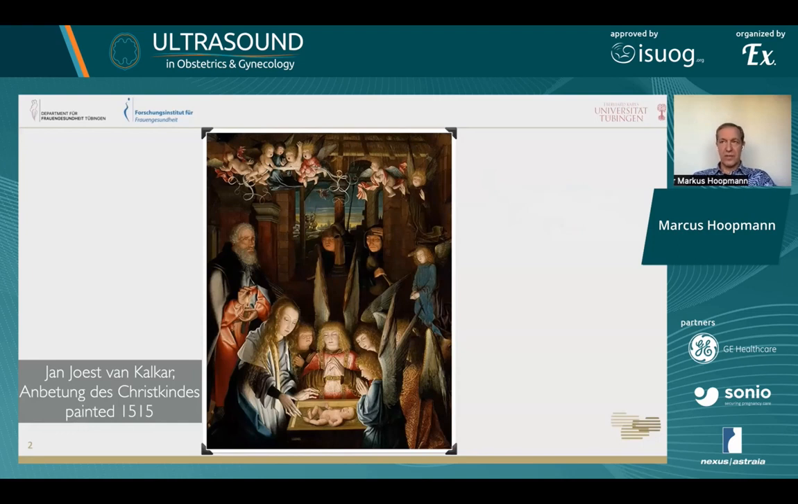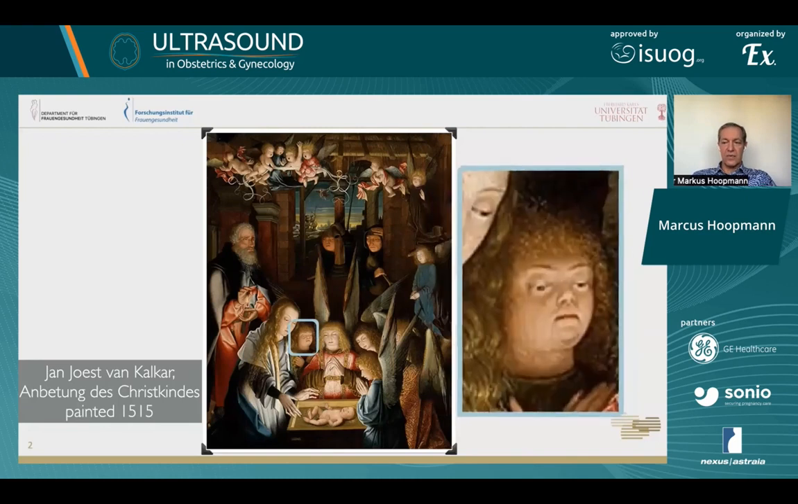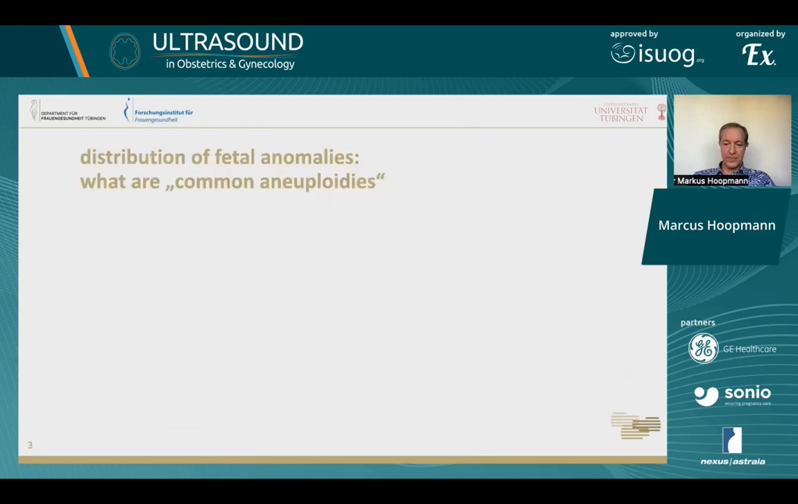I start, like yesterday, with rules of thumb. If you want to find something, you only find what you are looking for. And when you find it, you have to recognize it, and you can only recognize what you know, and you have to differentiate it. In this painting from the beginning of the 16th century, you see a child with Down syndrome. This leads us to the question: what are common chromosomal aberrations?